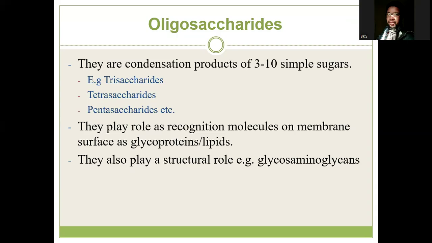So most of those carbohydrates that are added to the membrane proteins and the membrane lipids to give glycoproteins or glycolipids are actually in the form of oligosaccharides. Sugar molecules, the units are not up to 10 to 12. We made a mention of how these glycoproteins play an important role in determination of blood group.